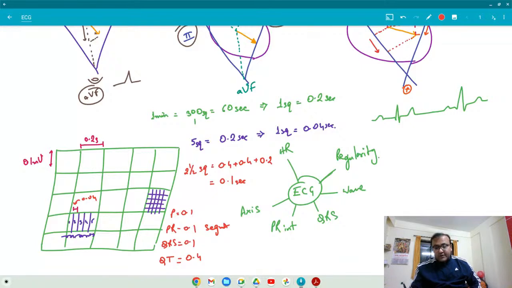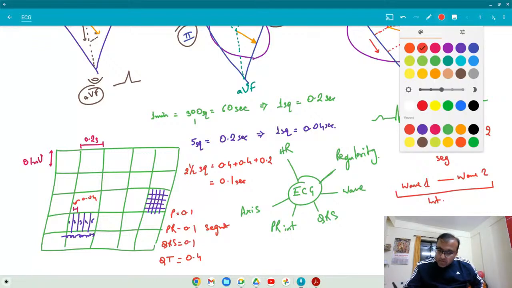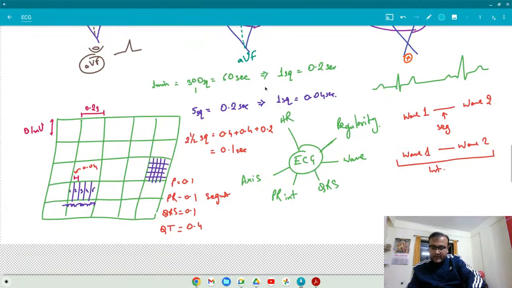See, segment is different. Remember, if you include the wave, between wave 1 and wave 2, between the two waves, this is called as the segment. And if I have wave 1, wave 2, and I want to know the duration inclusive of both the waves, then that is interval. Got it? Don't worry. I'll explain.